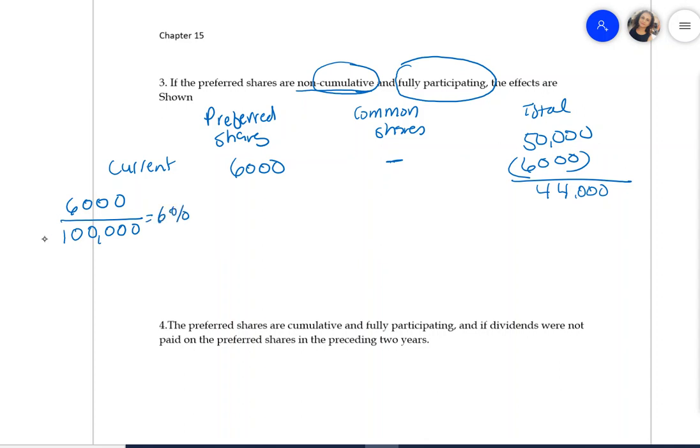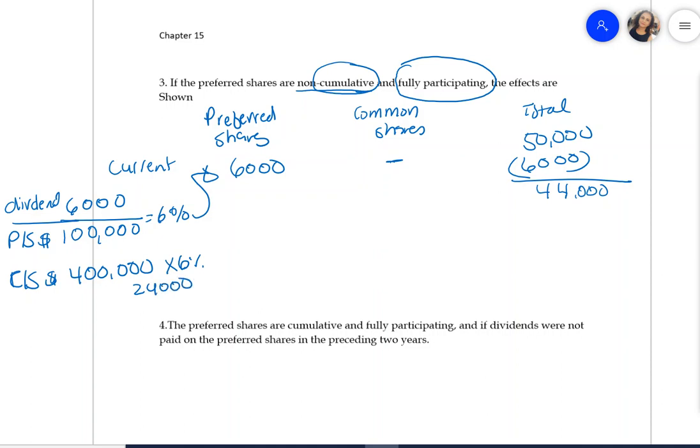So this is the dollar value of your preferred shares, and this is the dividend they got. So we paid them 6%. Now the value of your common shareholders is 400,000. What happens when it's fully participating? Preferred got 6%, so the common is also going to get 6% of the value of their common shares. So in this case, the value will be 24,000. So if we gave them the 24,000, we're left with 20,000 to be distributed to preferred and common.